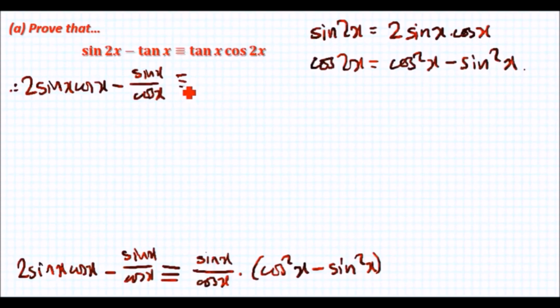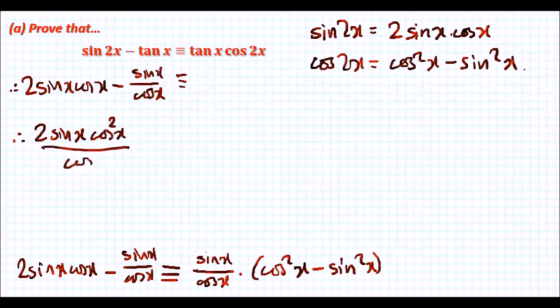We need to realize that everything is over cos here. So perhaps we need to multiply up and down on the first term, 2 sine x by cos up and down. So we should have 2 sine x cos x, because there's an extra cos x, it'd be cos x squared all over cos x. And now minus sine x over cos x. Alright, not so bad so far.